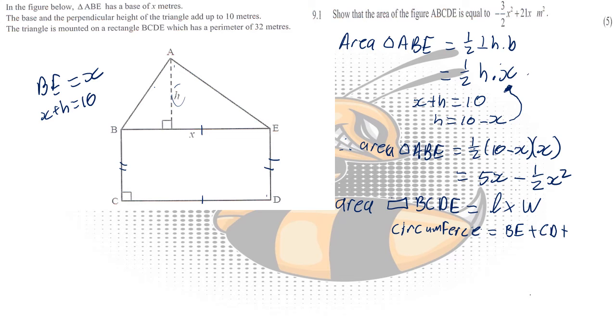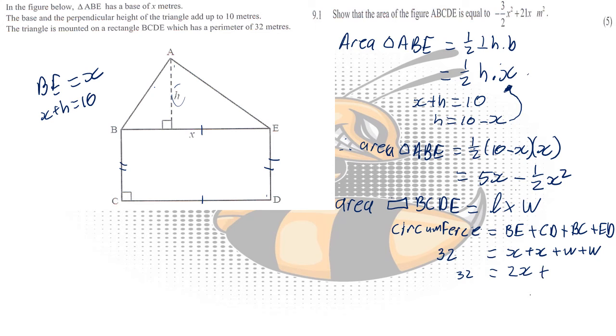plus BC, which is your two widths, plus ED. Now in this case, we know that BE and CD will be equal, so that's going to be x plus x. And BC and ED are also going to be equal, and that's just going to be my width plus my width. And then I know this circumference in total needs to be equal to 32 centimeters. So from there I can then simplify a little bit.